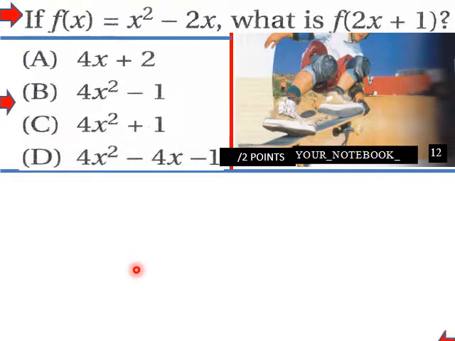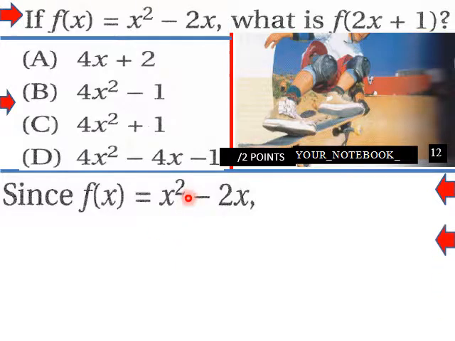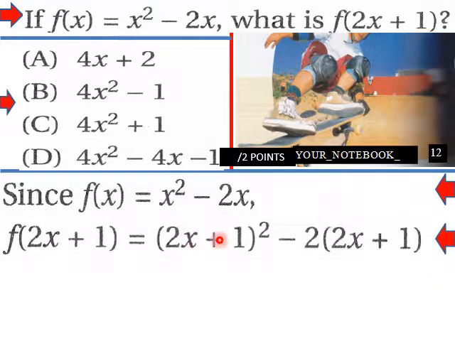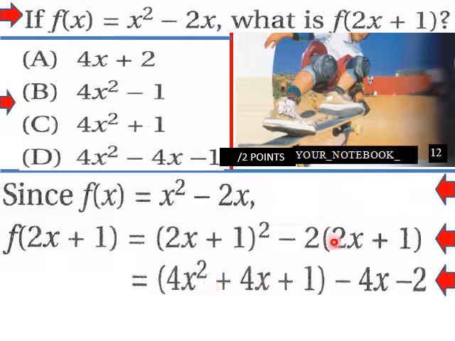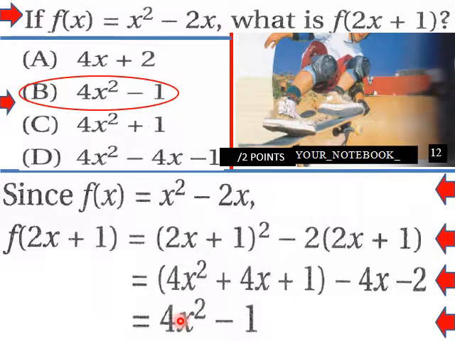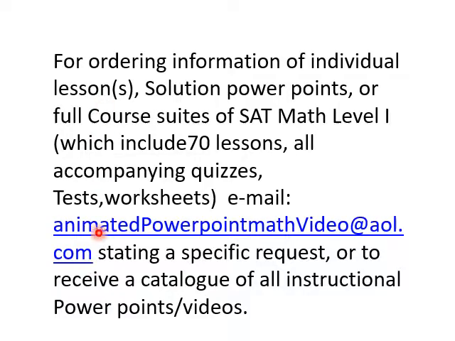And grid that in. Then we have another one here: f of x equals x squared minus 2x. What is f of 2x plus 1? So everywhere here we plug in 2x plus 1: x squared minus 2x becomes 2x plus 1 squared, and then minus 2 times 2x plus 1. Then we just expand this out and combine similar terms, and we get this expression right here as our solution.